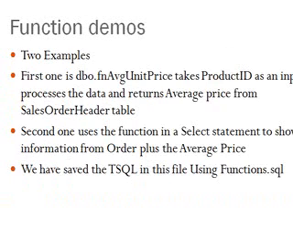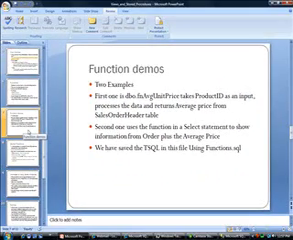As far as the demos, we will be essentially taking a look at two examples. We will look at one called dbo.fn, which is the acronym you use for function, AVG unit price. What it does is it takes a product ID as an input and then processes the information and returns the average price from the sales order header table. So this is similar to the information we just looked at.